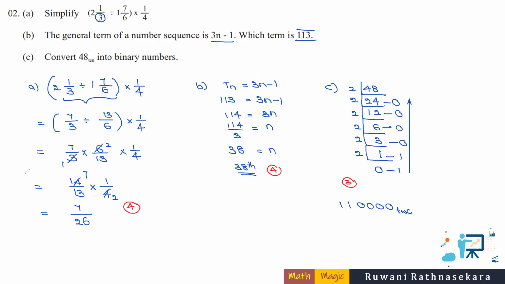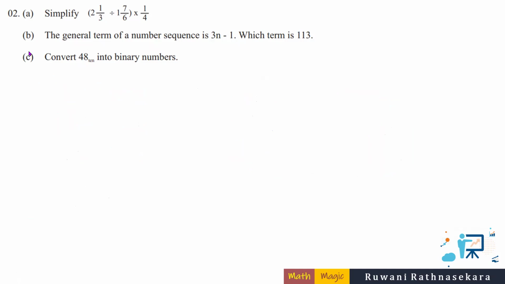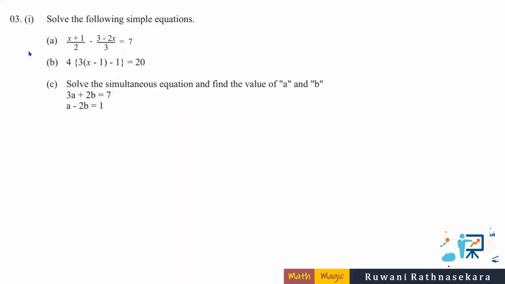Okay. Now we are going to see the third question of the second paper, which is from equations. First part is from equations. You must copy the equations correctly at your examination, because if you make a mistake in copying, you will never get a mark. Okay? (x plus 1) divided by 2 minus (3 minus 2x) divided by 3 equal to 7. Right?